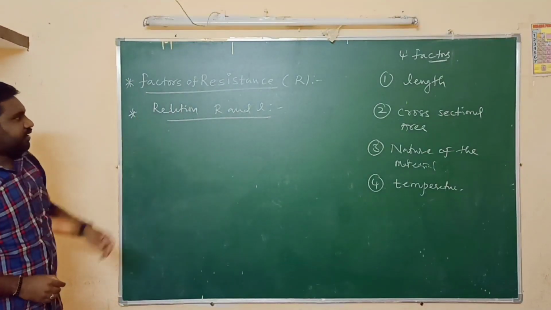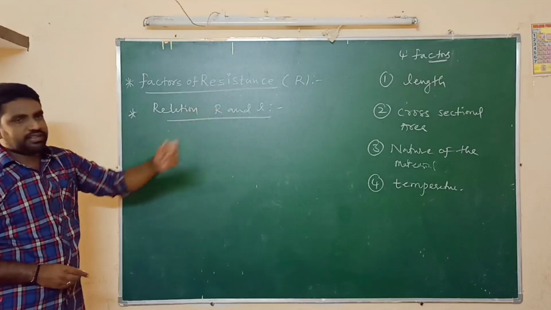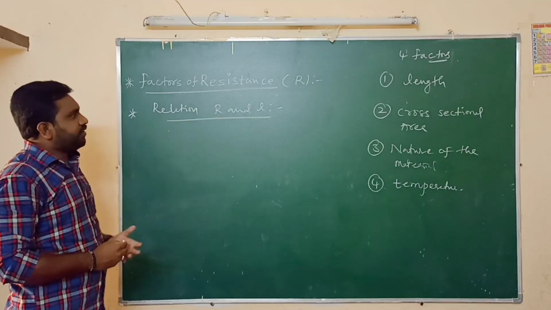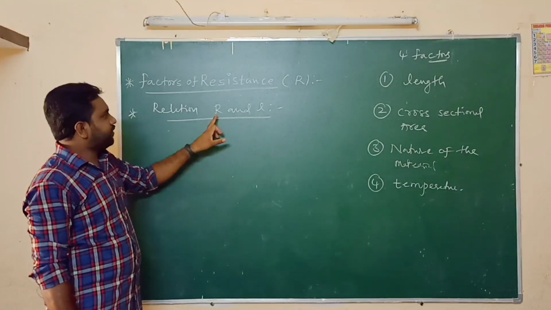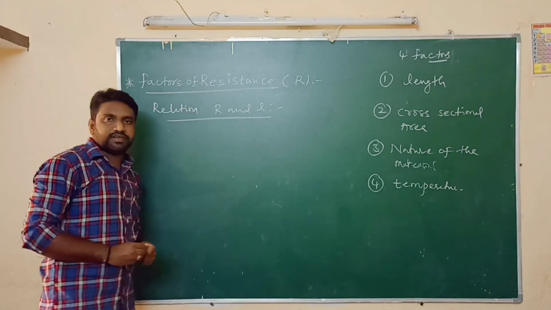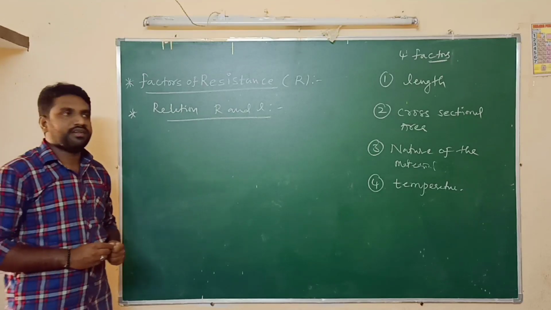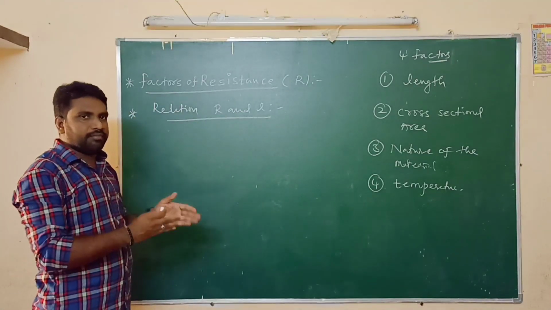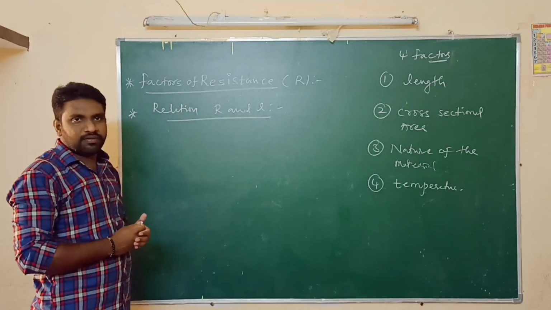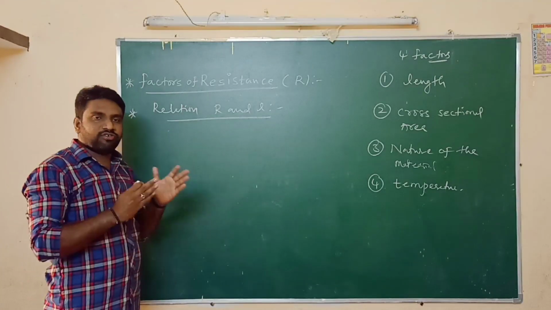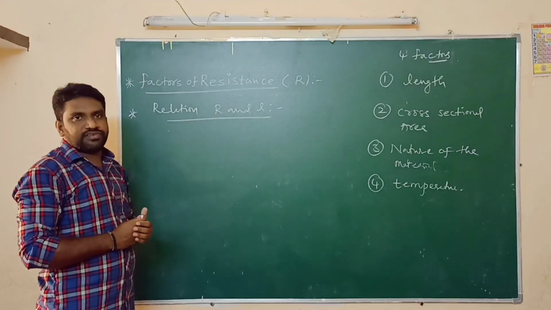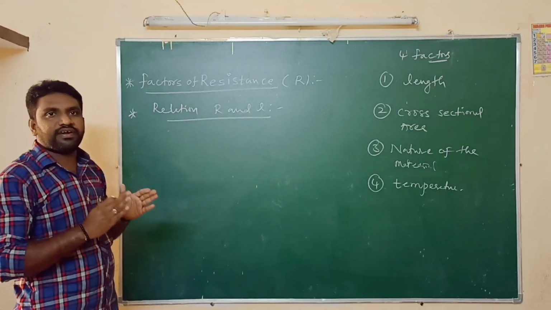To study the relation between resistance and length of the conductor, we require some materials. For that we have to consider two conductors. They should be made up of the same material, so we take two wires of copper. They should have the same thickness, the same cross sectional area, but they should have different lengths.